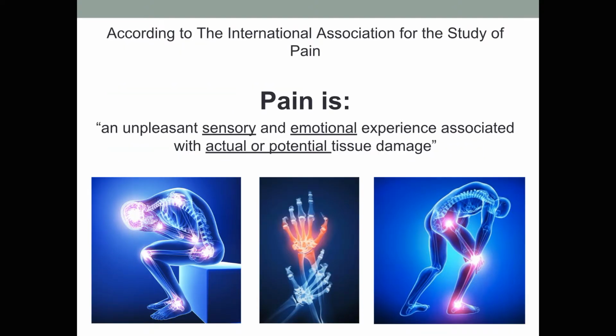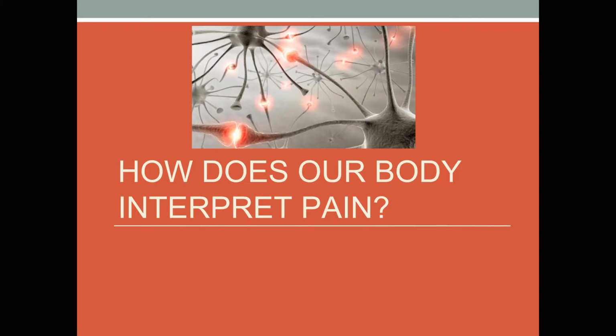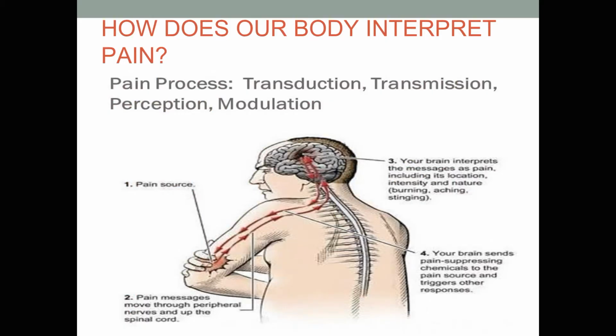Pain is an unpleasant sensory and emotional experience associated with actual or potential tissue damage. Pain affects a lot of people at a great cost to our society and reduces the quality of life. So how can we decrease it or prevent it? And how does our body interpret pain?